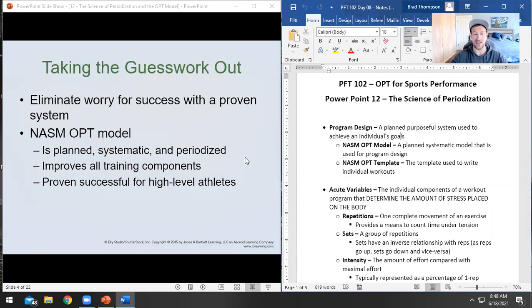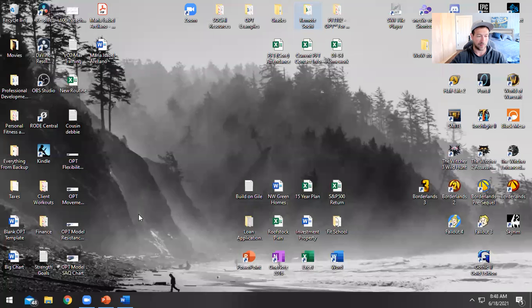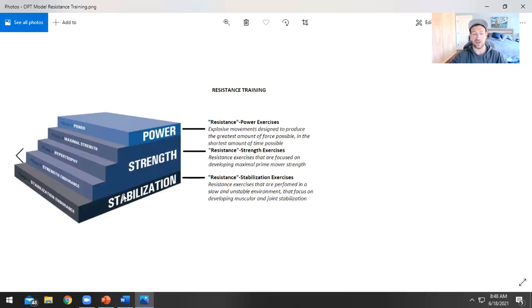And NASM does this in two ways, right? Number one, it is going to use the OPT model. And the OPT model is a planned, systematic model that we use for our overall program design. So if you take this little model and you put it all together, you've got your stabilization side of things, your strength side of things, your power side of things, right? Take all of those and put them together. Those are all three levels of lifting, right?